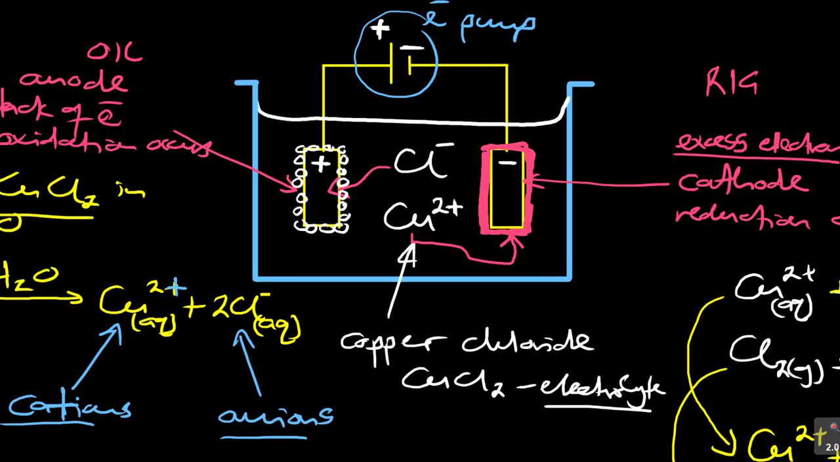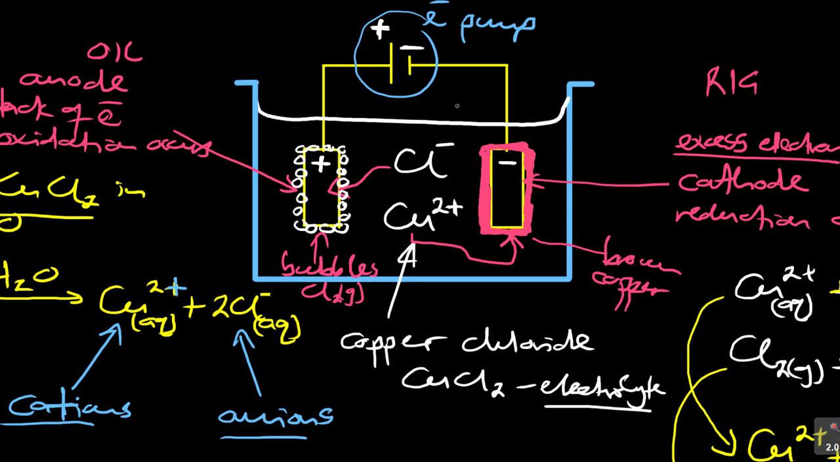So this electrode will start getting a layer, or a little bit thicker than before. It will be brown in color. If you see the brown, it will be copper. And then here, what are you going to observe? You're going to observe bubbles. And when you see bubbles, you must know it is chlorine gas. Bubbles of a gas. So that's what you're going to observe.